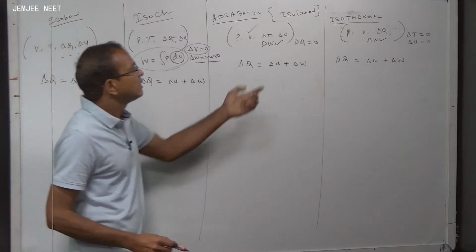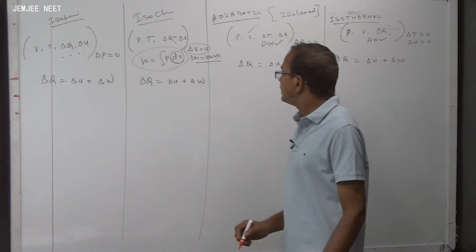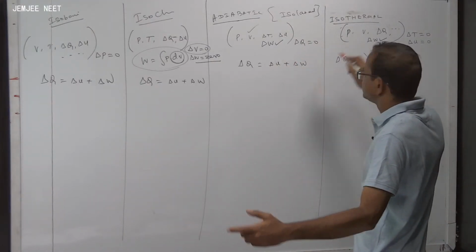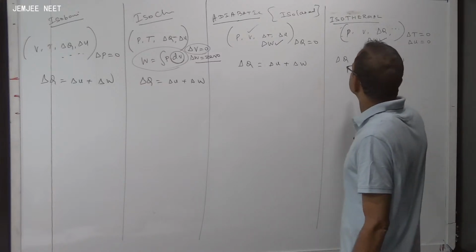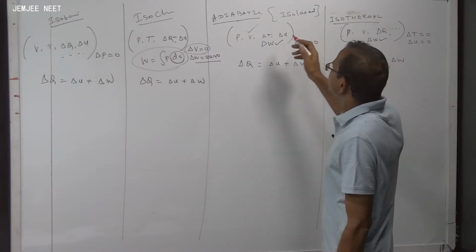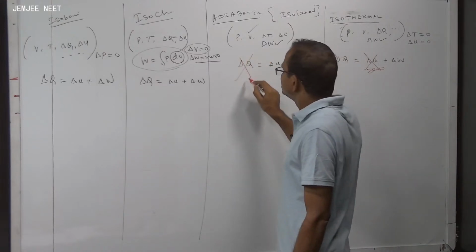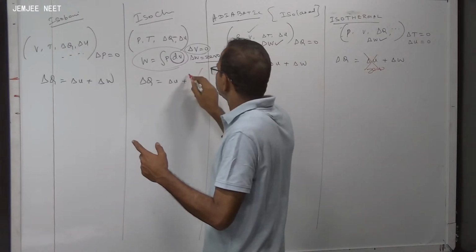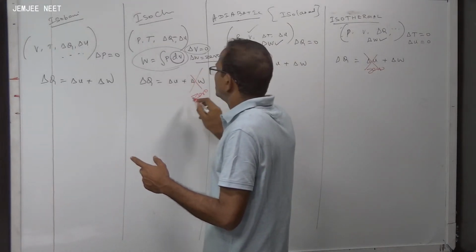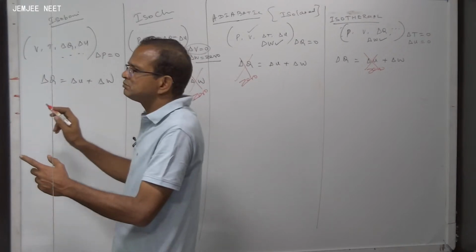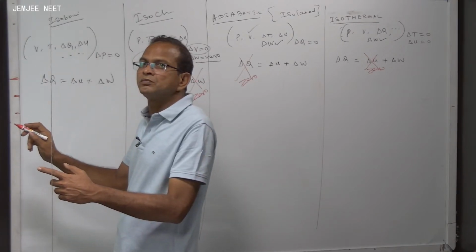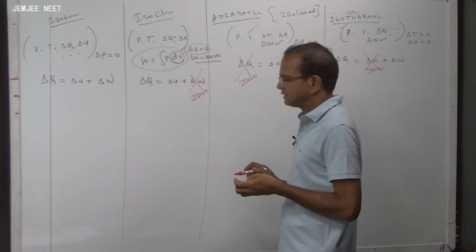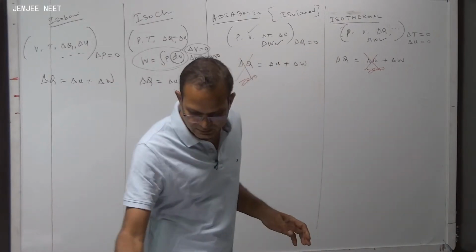Good, come on. Isothermal, what is 0? Adiabatic, what is 0? Isochoric, what is 0? Delta V. Isobaric, what is 0? Nothing. Excellent, nothing is 0. Got the point.